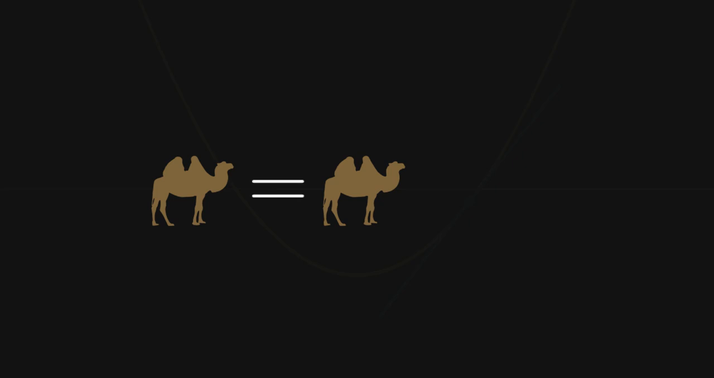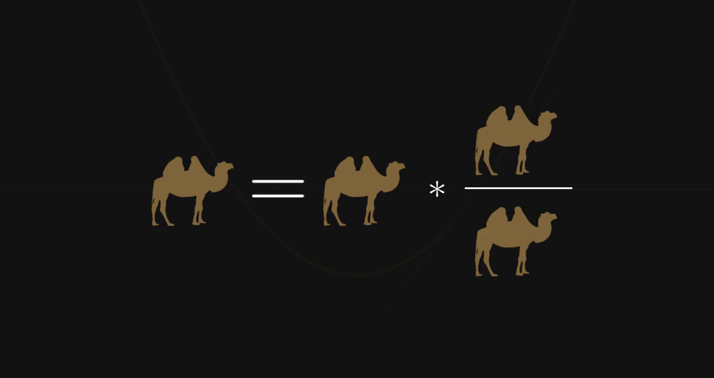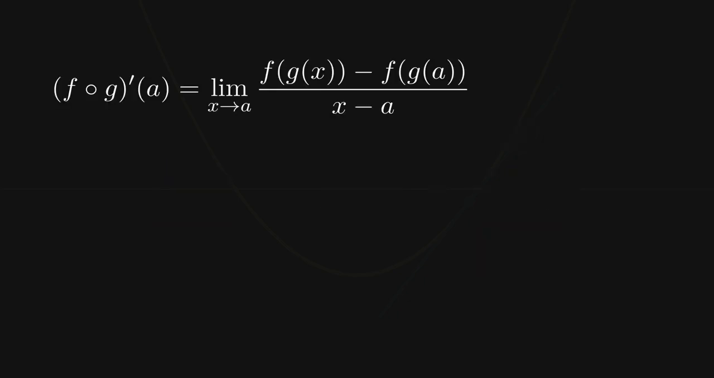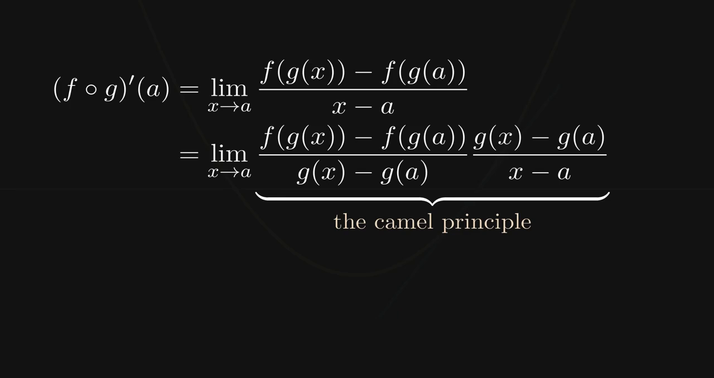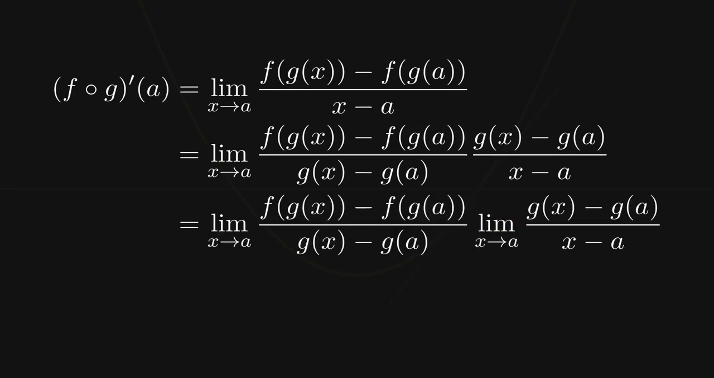What helps us here is an alternative version of the Camel principle performing a similar feat: multiplying and dividing with the same quantity. This doesn't change the equality either. Let's look at the chain rule once more. By sneaking the term g(x) minus g(a) into the picture via the multiplicative Camel principle, we get that the derivative of the composite function is f prime at g(a) times g prime at a, which is known as the chain rule. This is what we use to perform backpropagation, enabling us to train neural networks in a reasonable amount of time.